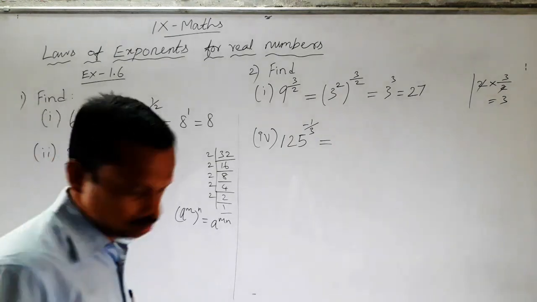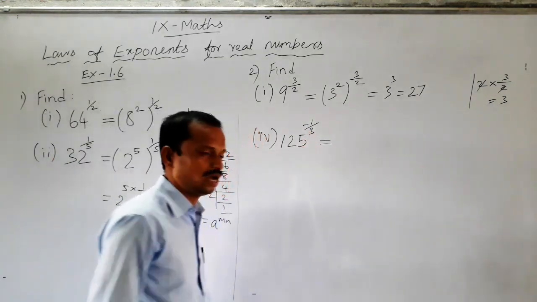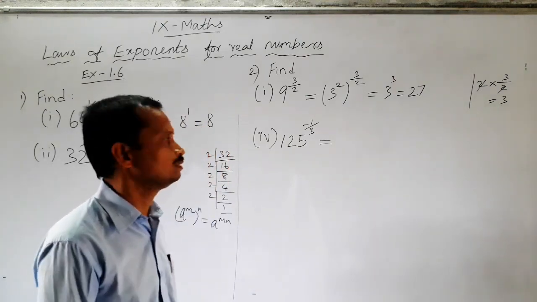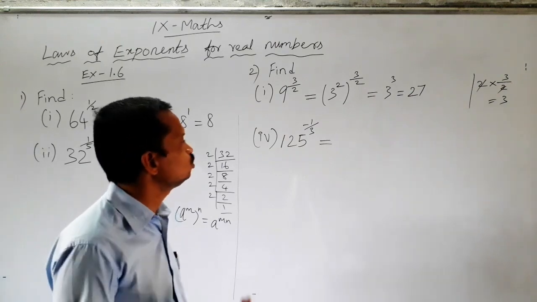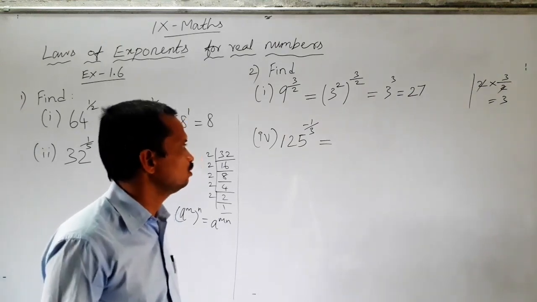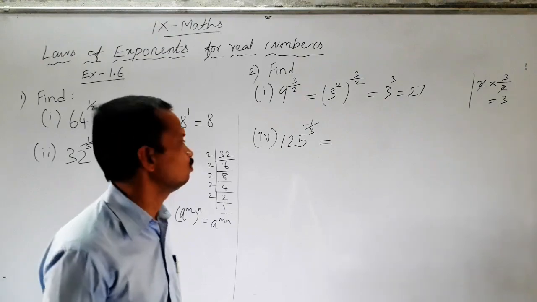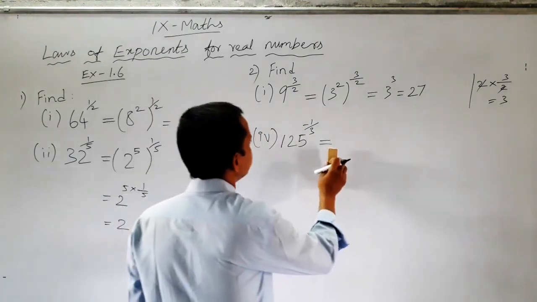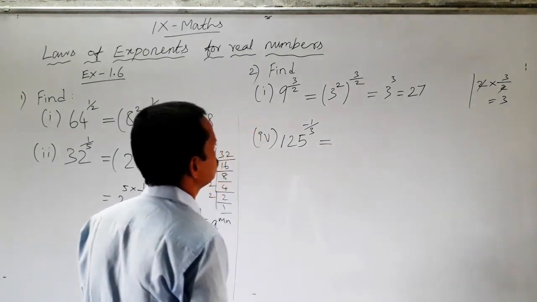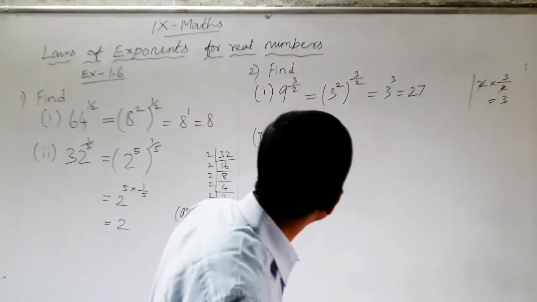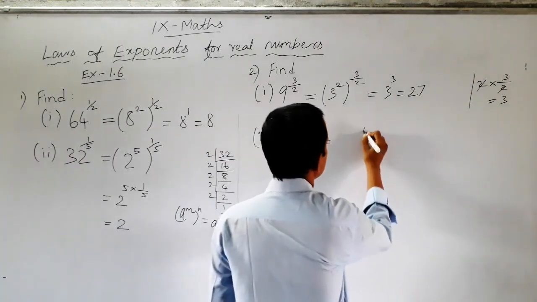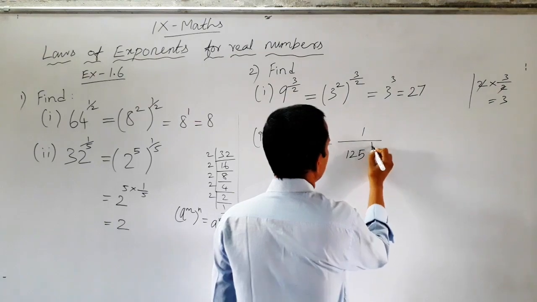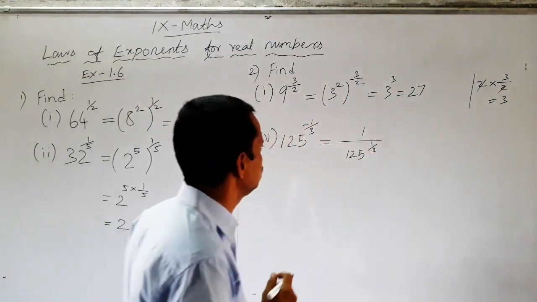Here you have to focus on the exponent which is negative, minus 1 by 3, isn't it? So how to do this? 125 power minus 1 by 3. For this you have to take another step. The law you have to apply here is 1 by 125 power 1 by 3. You see how I have written?